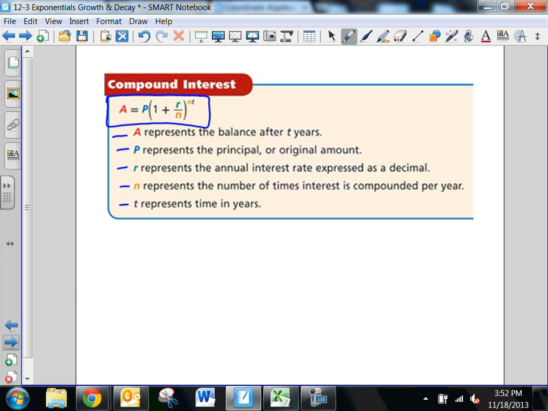So A represents the balance after T years, that's the ending amount again. P is the principal or the original amount. R is the same thing, that's the rate. And then now you have two new things. You have the number of times it's compounded. This is a word that's very important, okay? And we'll talk about that more in class. And then the last thing is the time in years, okay?